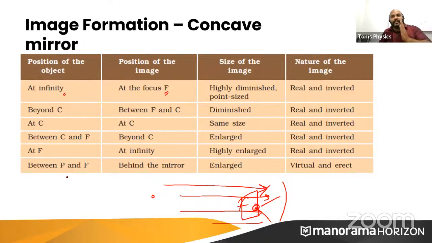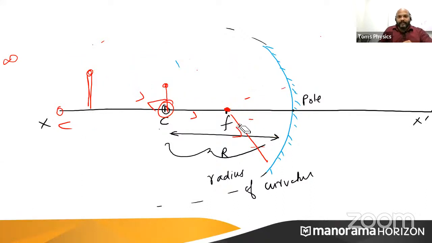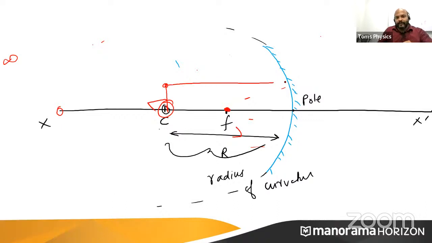The next case is at the center of curvature. The object is precisely at the center of curvature. It is here. Let's just clean this up. If you select two rays here, you can select two rays here. So this is parallel to the principal axis. Tell me, where will it pass through after reflection? Who will tell me? We just discussed this. After reflection, what will it pass through? The focus. Very good. It will pass through the focus, something like this.